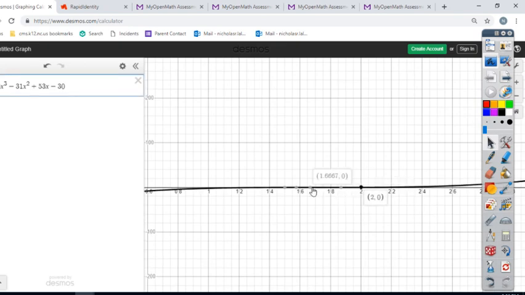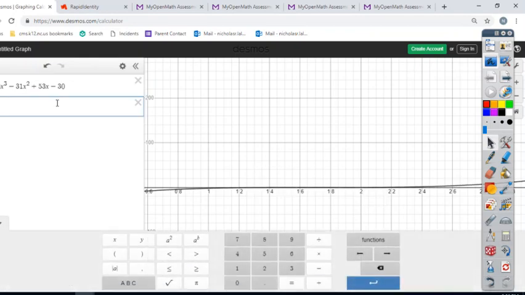1.6666, 1.50, okay? These are 3 zeros right here. 3 halves, 1 and 2/3, and 2. So if we have a 0 of 1.5, I'm going to call it 3 halves. If we have a 0 of 3 halves, we have a factor of x minus 3 halves.